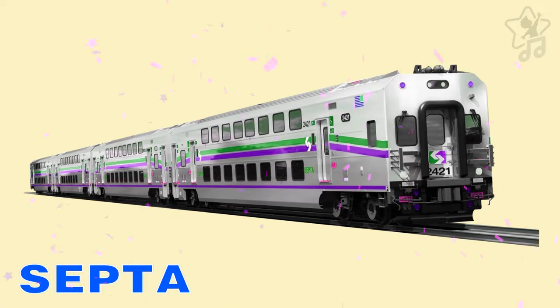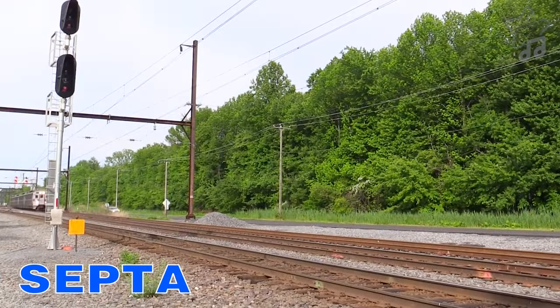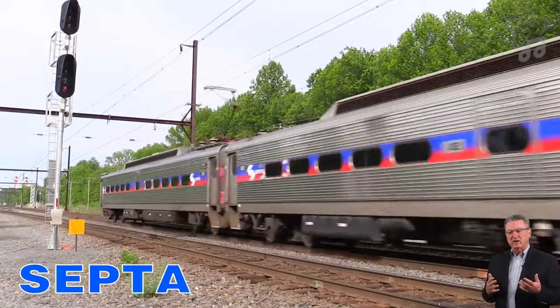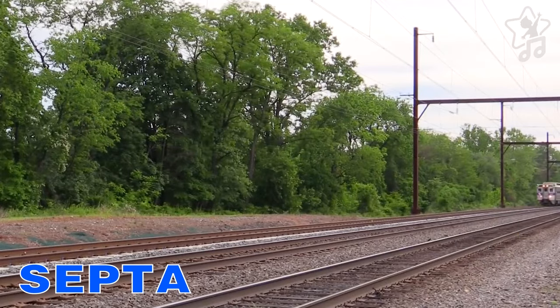SEPTA. SEPTA train is a specialized public railway vehicle used to transport passengers and light goods.